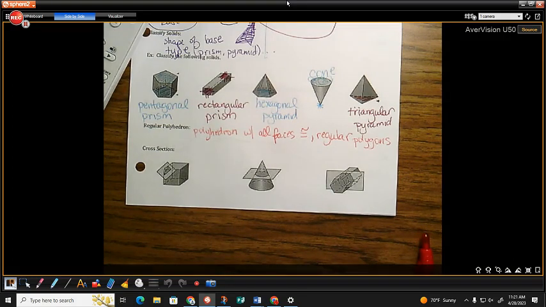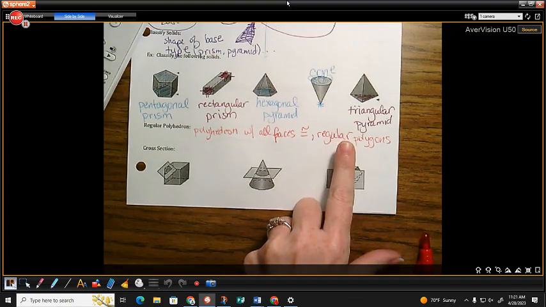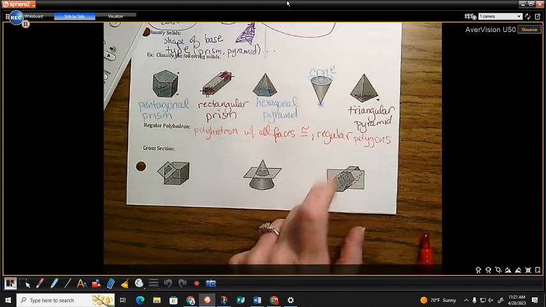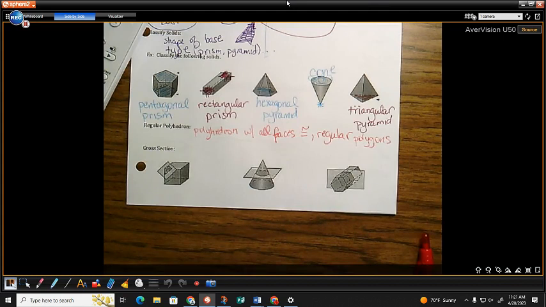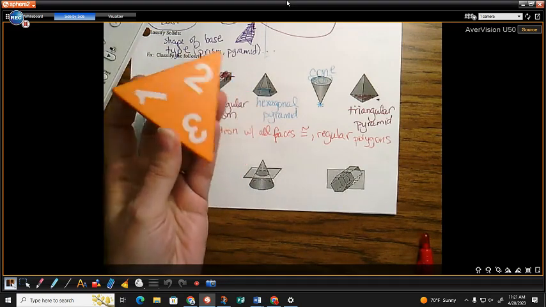So what is the smallest, fewest number of sides a regular polygon can have? One side? What does a one-sided polygon look like? We don't have one-gons. What's the smallest number of sides a regular polygon can have? 3. What do we call that? Triangle. Regular triangle. Equilateral triangle. And if you put a whole bunch of equilateral triangles together, you have a regular polyhedron.